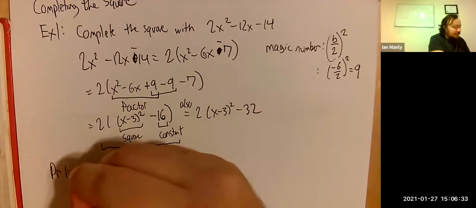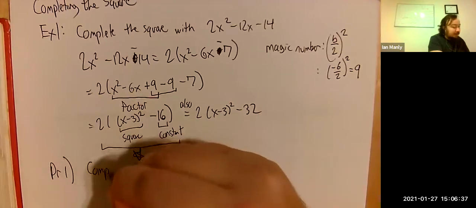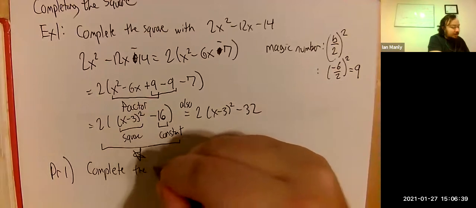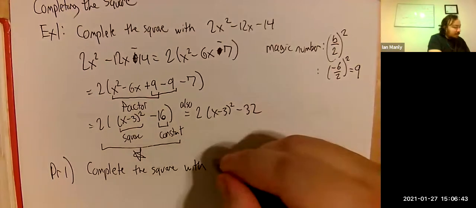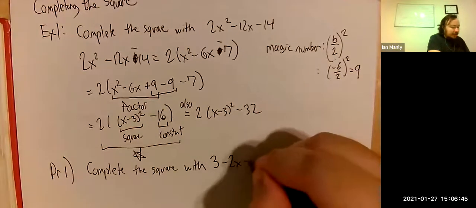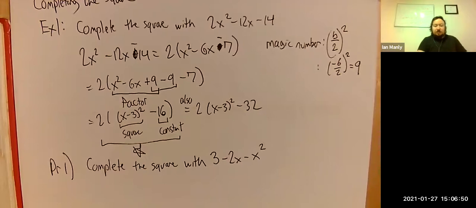So why don't you guys practice one? And this is going to be our first Canvas practice problem of the day. So I want you guys to complete the square with 3 minus 2x minus x squared. So why don't you go ahead and draw this here? Or draw this. I was reading Joshua's comment. Why don't you go ahead and complete the square here?